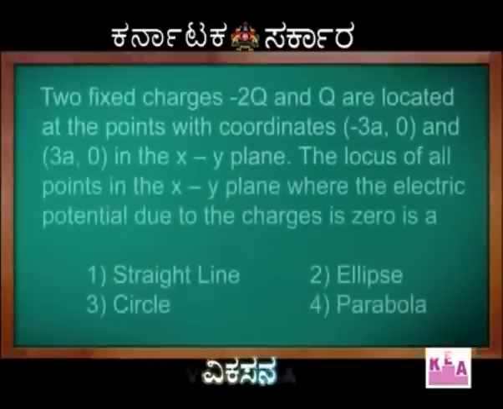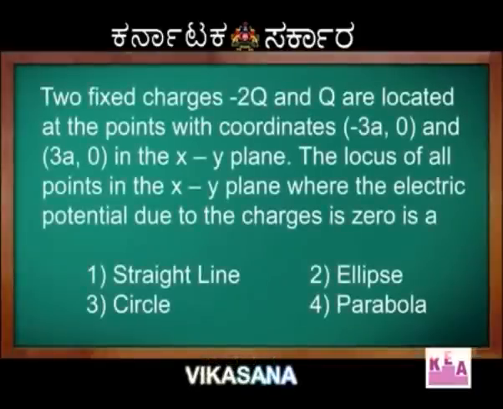Let me now go to the second question. Two fixed charges minus 2q and q are located at the points with the coordinates minus 3a, 0 and 3a, 0 in the xy plane. The locus of all the points in the xy plane where the electric potential due to the charges is 0 is: 1, straight line; 2, ellipse; 3, circle; 4, parabola.